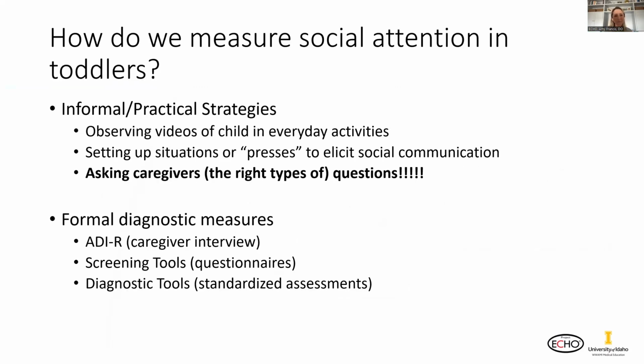Okay, next slide. So how do we measure social attention in toddlers? We have informal practices, right? We can observe a child playing, or look at videos that parents show us. We set up situations or presses to elicit social communication. So you might be talking to the parent, and you might just say the child's name, Johnny, to see if he responds in the clinic. And then asking caregivers the right types of questions, which Noreen mentioned earlier today, and I'm going to talk a little bit about in the next couple of slides. And then we use formal diagnostic measures like an ADIR interview, which you guys are using kind of a verified format of. Screening tools like questionnaires, and then diagnostic tools like the ADOS or the STAT. Next slide.